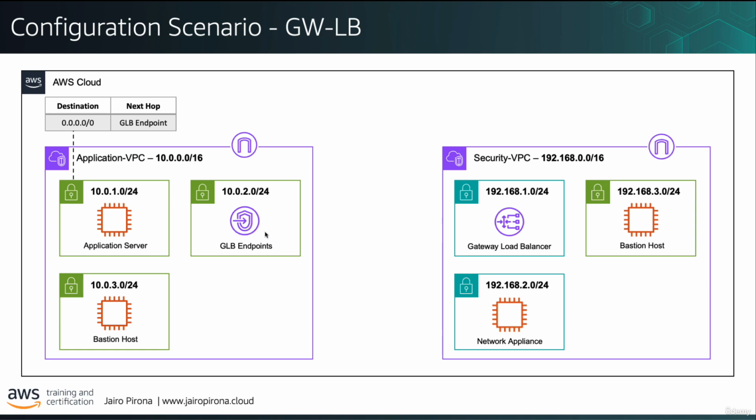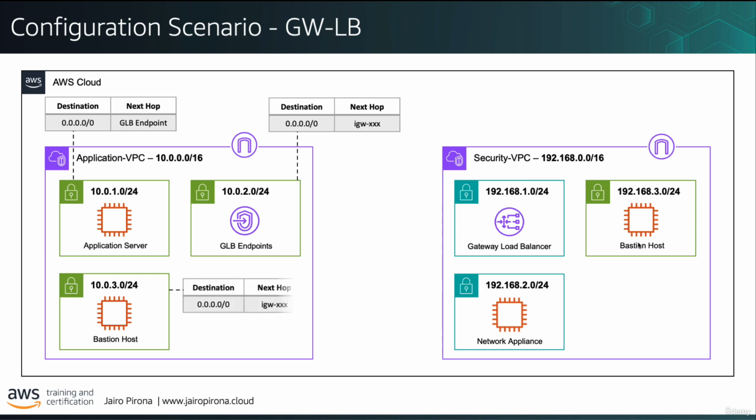Now, the endpoint does not need a route to send traffic to the load balancer because it is an extension of a load balancer. The gateway load balancer and the network appliance do not need routing configuration because the appliance is a registered target. The endpoint needs a default route pointing to the internet gateway to send response traffic to the internet, and the Bastion subnets need a route so we can connect to them from the internet. So, let's go back to the AWS console and configure the required routing tables.